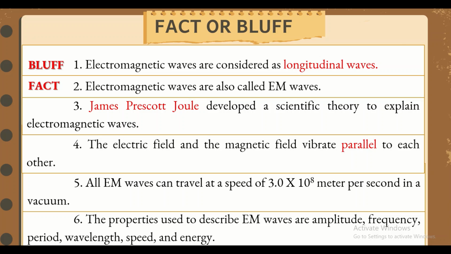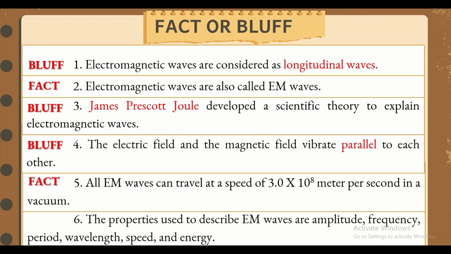Number 3, James Prescott Joule developed a scientific theory to explain electromagnetic waves. It's a bluff. Why bluff? Because it's not James Prescott Joule but James Clerk Maxwell. Number 4, the electric field and the magnetic field vibrate parallel to each other. Okay, this is bluff because it should not be parallel but perpendicular to each other.